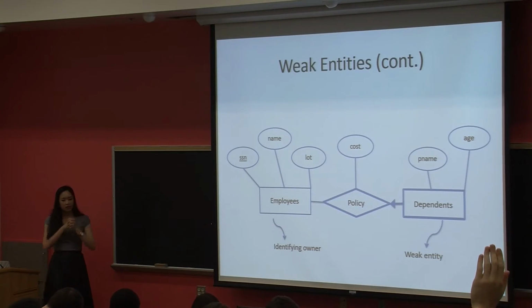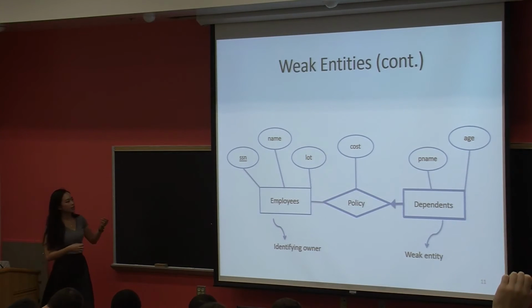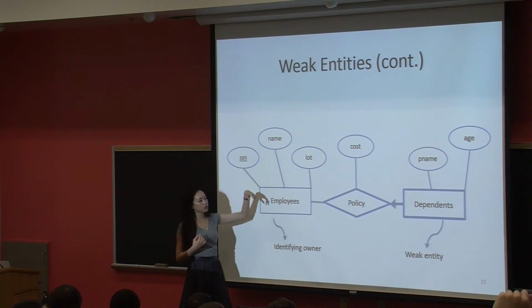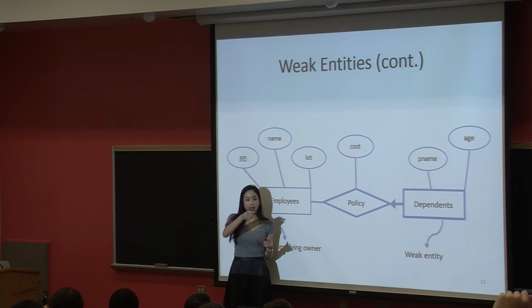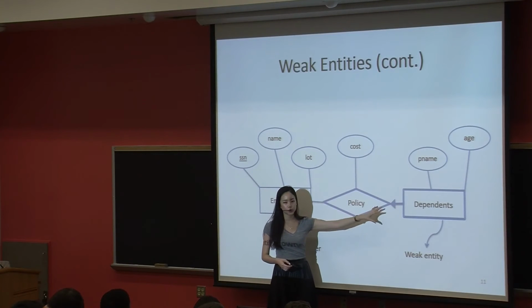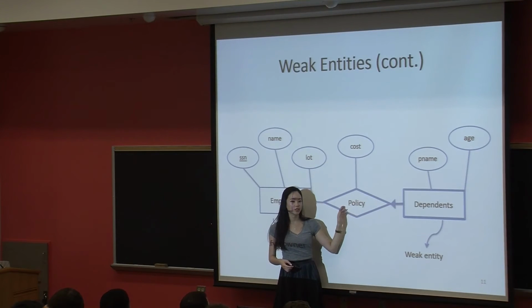Earlier I said, okay, if I have a kid, then not only can the kid be identified through my primary key, but they also have their own attributes. Yeah? Why are you putting a thick line around policy? Oh, it's just saying that that's relating to a weak entity. So this relationship is associated.